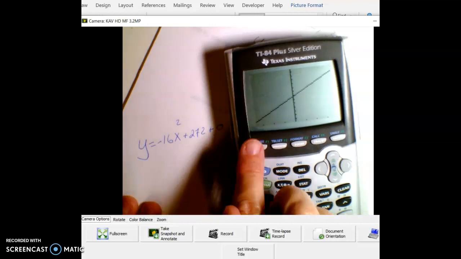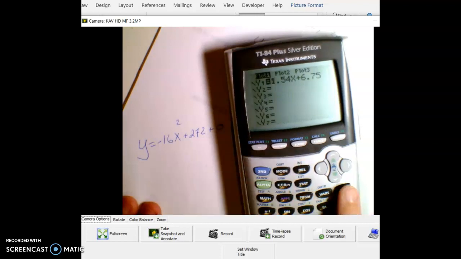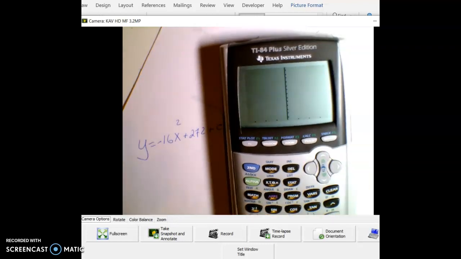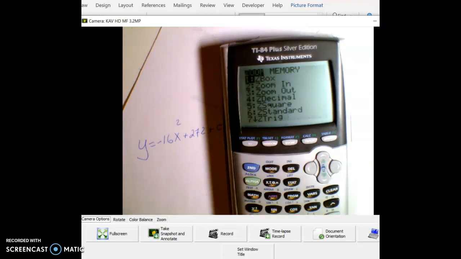Well, I have an old line in there. That must be the one from before. So let's get rid of that. So I'm clearing that. All right, let's go back and graph again. So that's my data. I don't see any of it because the scale is different. So let's hit zoom. We're going to come down to zoom stat and hit enter. There's my data. Now I can see it. It looks like a line. It doesn't look like a curve, does it? But let's see if this is going to work.